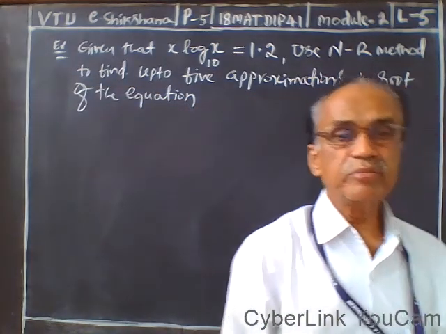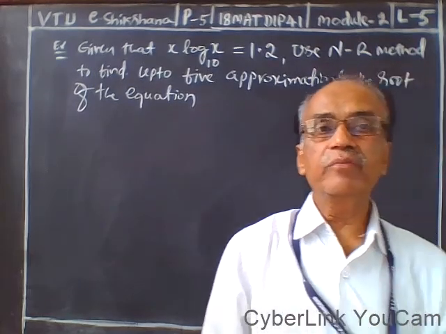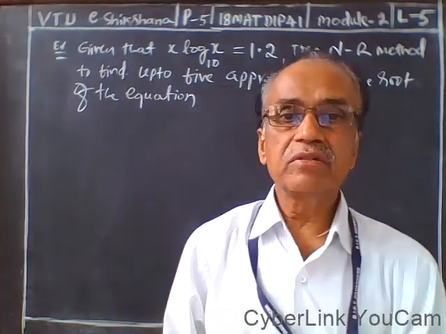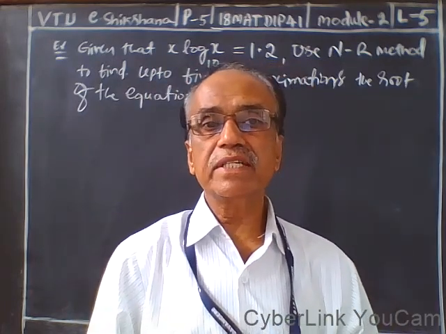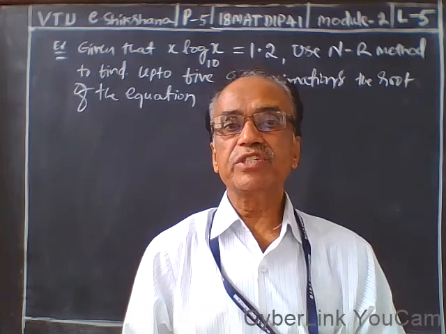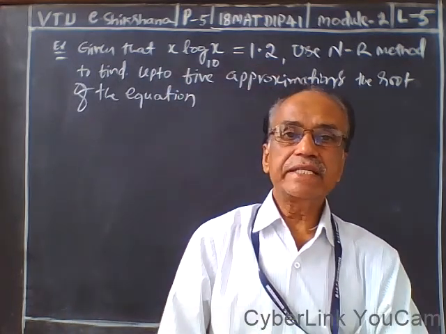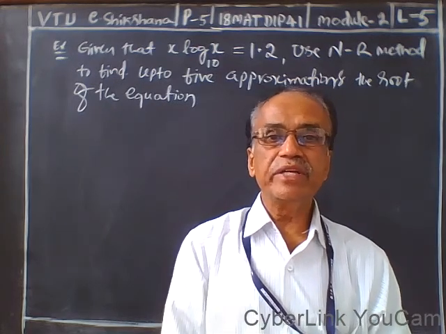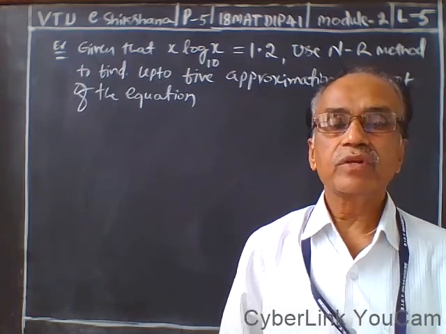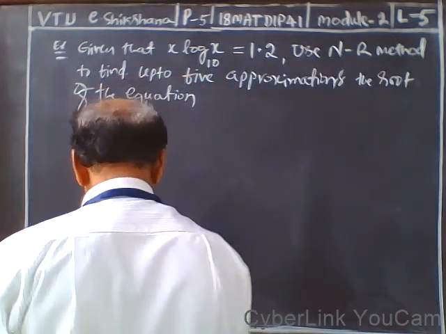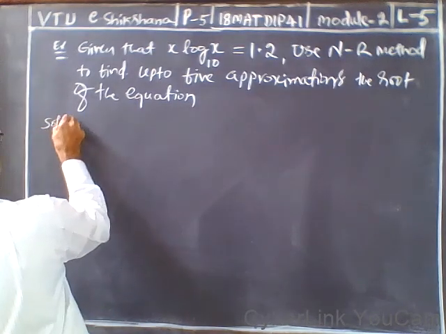Then the initial value you have to work out by the bracketing method, and then you have to take the initial value. So this problem you have to verify carefully, because the logarithm is given as base 10, but differentiation is required in Newton-Raphson method. So you need to write this base 10 logarithm in base e, that means natural logarithms, and then take the differentiation. Okay, so let us write the given data in this problem.